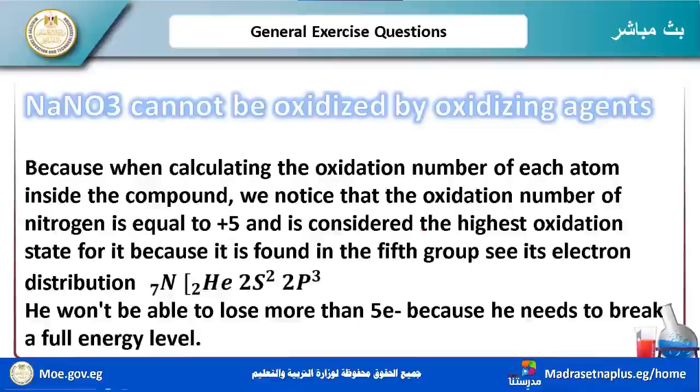See its electron distribution: nitrogen has atomic number 7, and its electronic configuration is 1s2 2s2 2p3, so 5 valence electrons. It would not be able to lose more than 5 electrons because that requires breaking all energy levels.